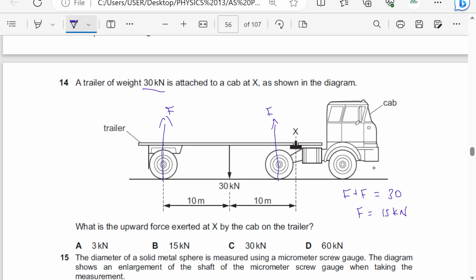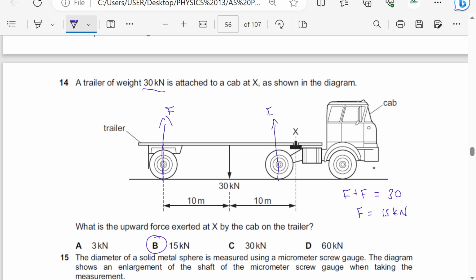So the 30 kilonewtons should be equal to the weight, and equal to the force exerted upwards by the wheels, or the total normal reactions by the wheels. So what is the upward force exerted at X by the curb on the trailer? It should just be equal to the normal reaction force at the point of contact with just one wheel. So the answer is going to be B.